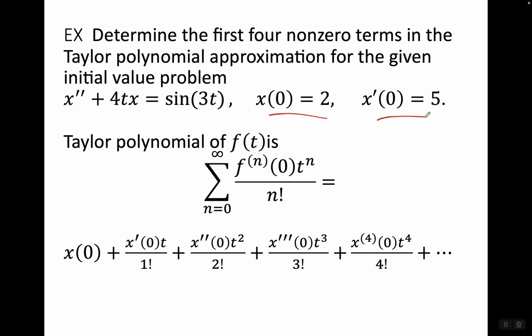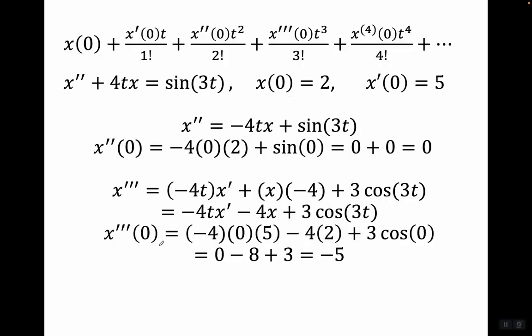Taylor polynomial looks the same, except this time it's going to be x of 0 plus x prime of 0 t over 1 factorial plus and so on. So again, t is the variable and x of t is the function. Okay, so we just need to plug in x of 0, x prime of 0, x double prime of 0, etc. So here's the original initial value problem. What we want to do is get the highest derivative all by itself. So move the 4tx to the other side, and we have x double prime equals negative 4tx plus sine 3t.